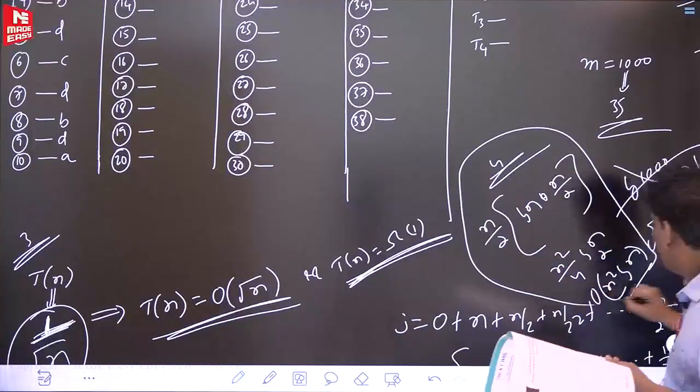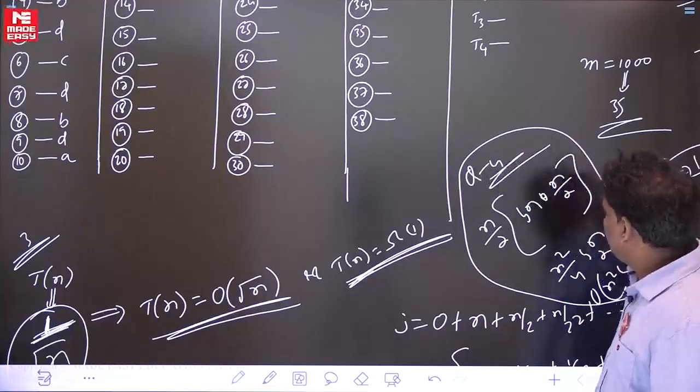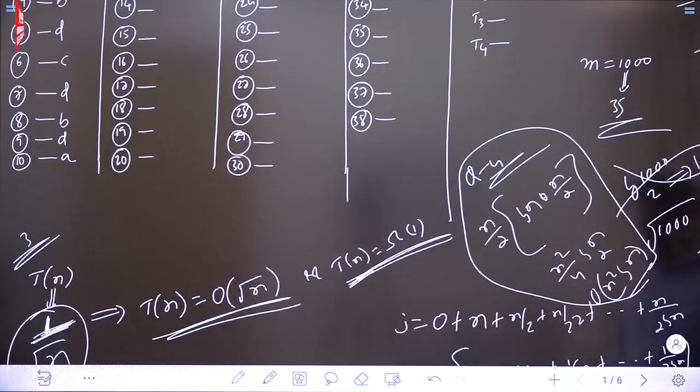This is the question number 4 answer. See this one, question number 4, what is the answer? N square log n. Why?